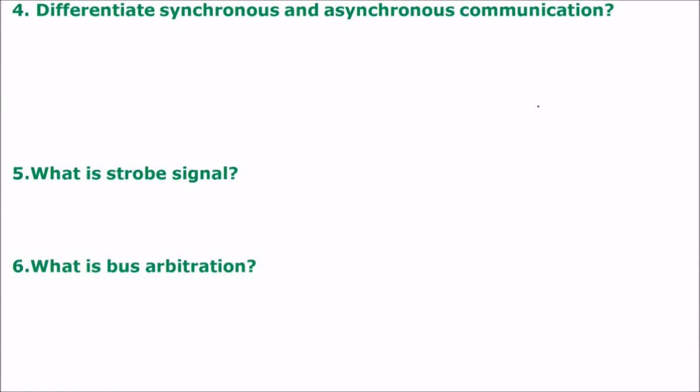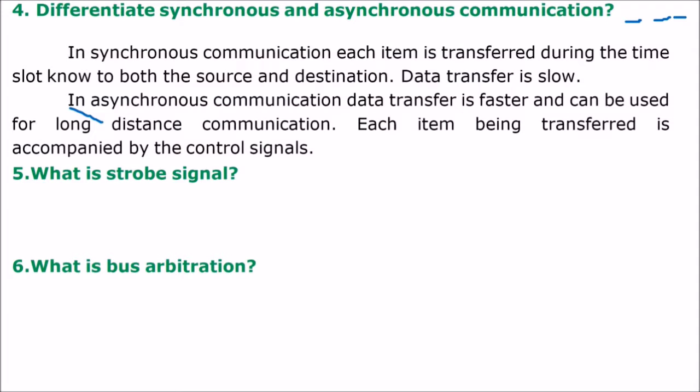Define synchronous and asynchronous communication. Synchronous means you have a particular period or time. In asynchronous, there is no time. So in synchronous communication, each item is transferred during a time slot. Both source and destination know at what time the source sends and at what time the destination receives it. Data transfer is slow. In asynchronous communication, data transfer is faster, and it can be used for long distance communication. Each data item being transferred is accompanied by control signals. So these control signals decide the data.